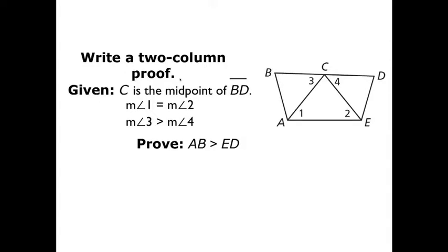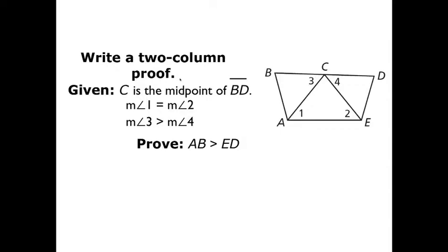Okay. Here I want to write a two-column proof. We're given that C is the midpoint of BD, and we're given that the measure of angle 1 is equal to the measure of angle 2. We're also told that the measure of angle 3 is greater than the measure of angle 4, and we want to show that that means AB has to be greater than ED.